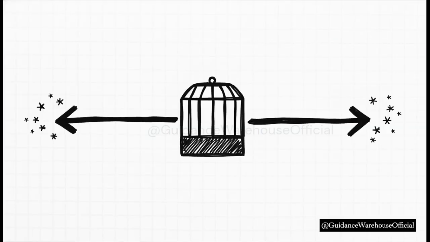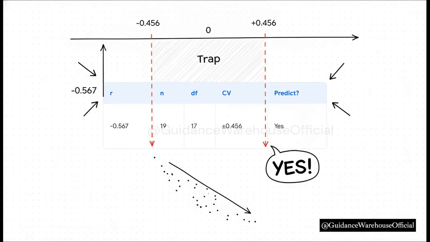Picture a number line acting kind of like a trap. Your table gives you a negative critical value and a positive critical value. If your sample R falls somewhere inside that trap, between the two numbers, it's just too close to 0 to be significant. But if your R is strong enough to fall outside the range, either way negative or way positive, it is significant. Let's look at another concrete example.